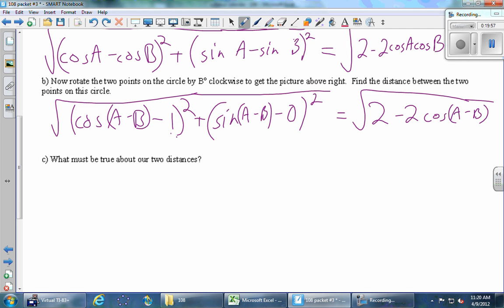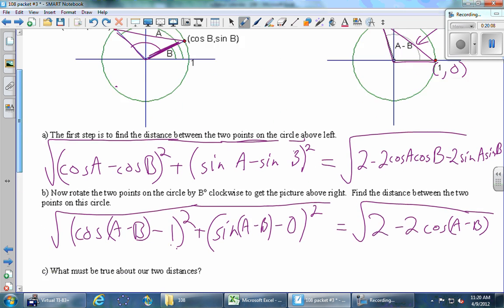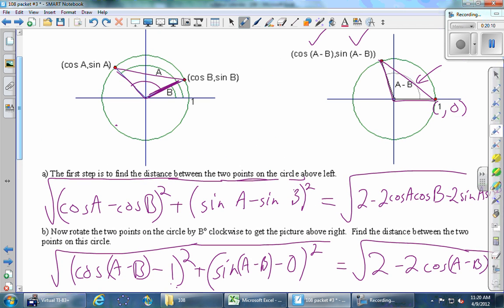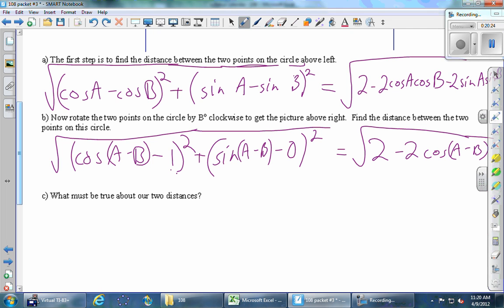Lots of FOILing, lots of distance formula. Nothing hard, we're just omitting some of the details. All right, now we put these two ideas together. What must be true about that green hypotenuse and this green hypotenuse? Must be the same. All we did was rotate the triangle. We didn't change any lengths, we just rotated it a little bit. So all these massive calculations must be equal to each other.